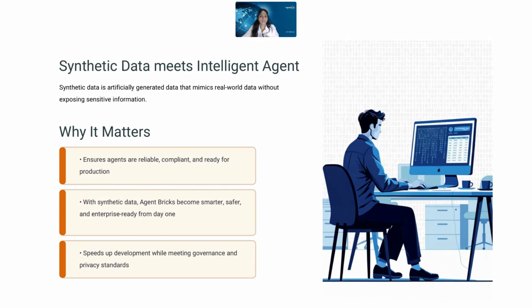This is a very well known approach, and we can use it to train our agentic AI in a better manner. Why does this whole synthetic data architecture matter? The reason behind it is to ensure that agents are reliable, compliant and ready for production. With synthetic data, agent bricks become quicker, smarter and ready for deployment.